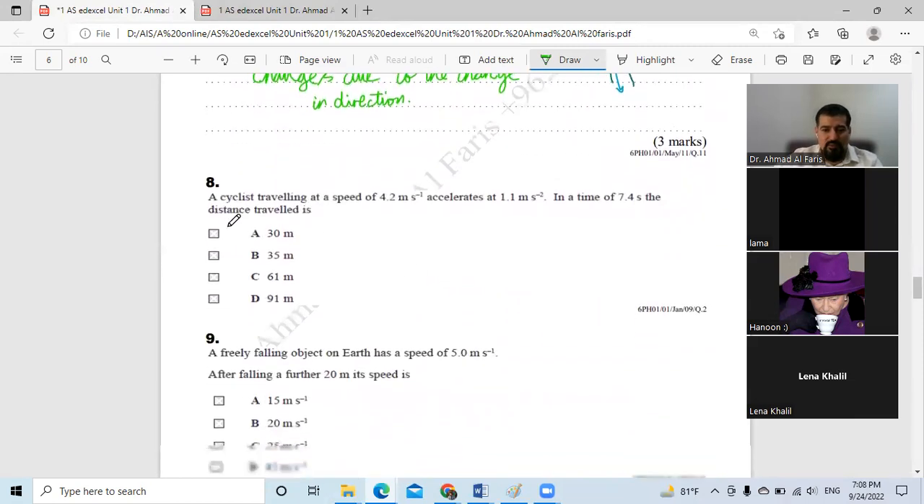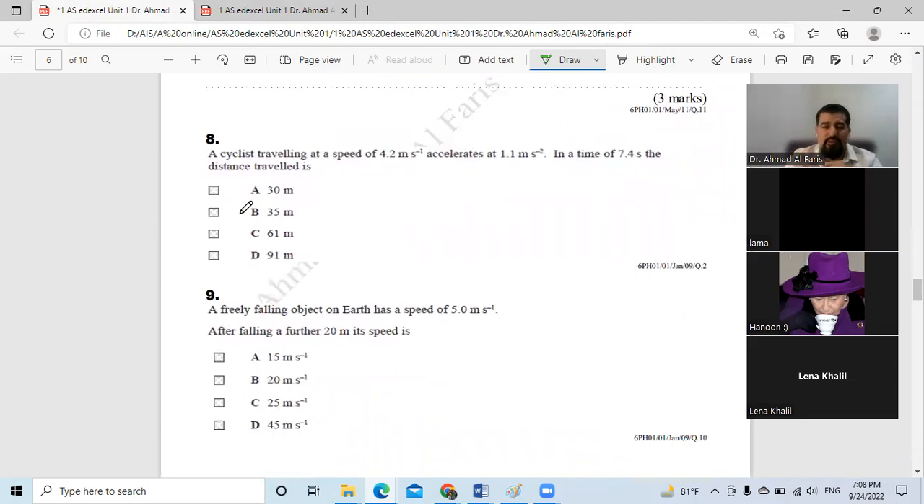Okay. Let's move on to question number 8. Bring out your calculators and try to find the answer to the first question 8. A cyclist traveling at a speed of 4.2 meters per second accelerates at 1.1. So this is U, and this is the acceleration, 1.1 meters per second squared, in a time of 7.4 seconds. The distance traveled is, yes, what is the distance? Which formula am I going to use here? They ask about the distance, so the formula that doesn't have V. No V equation. Yes. S equals UT plus half AT squared.